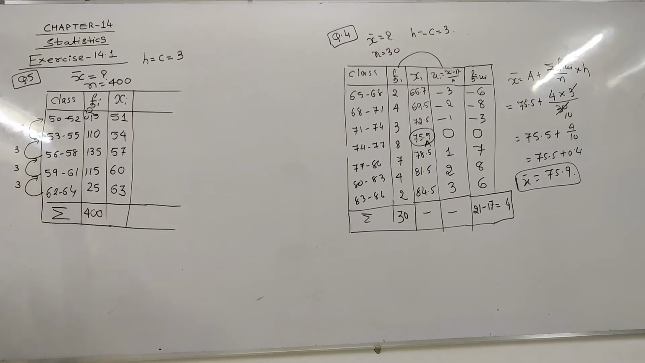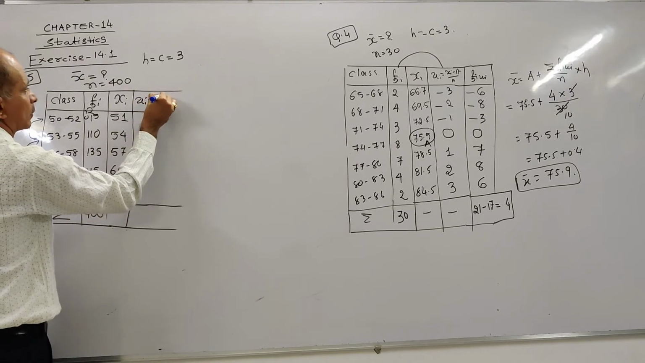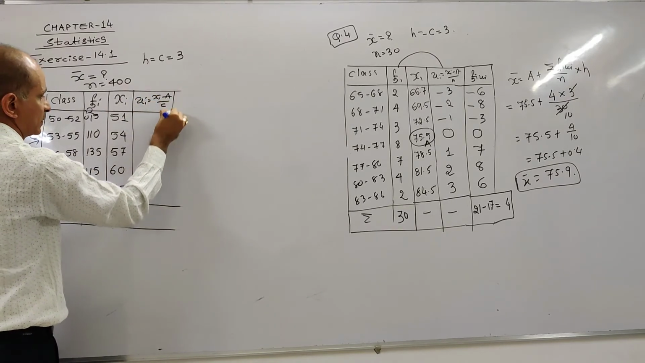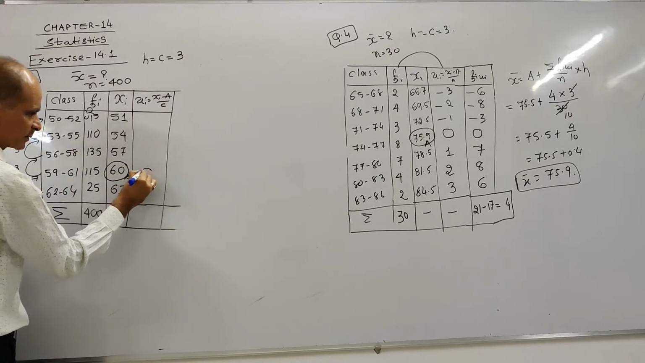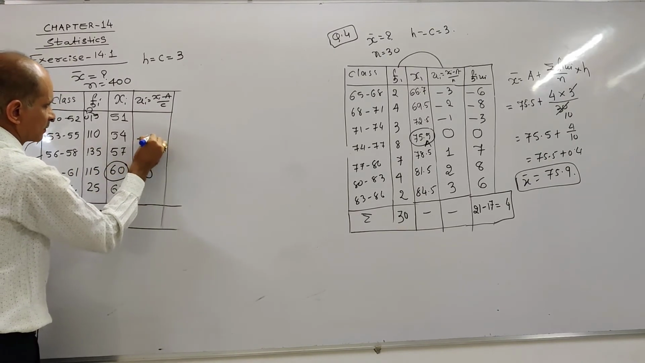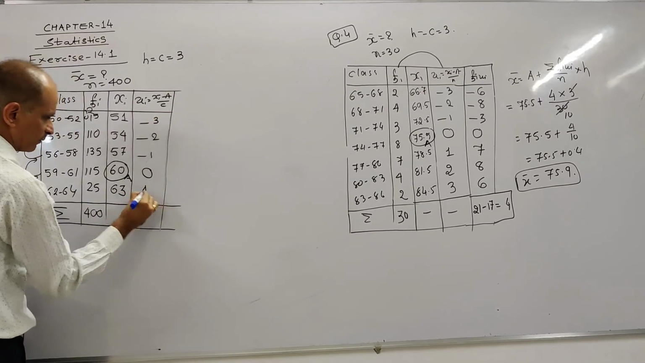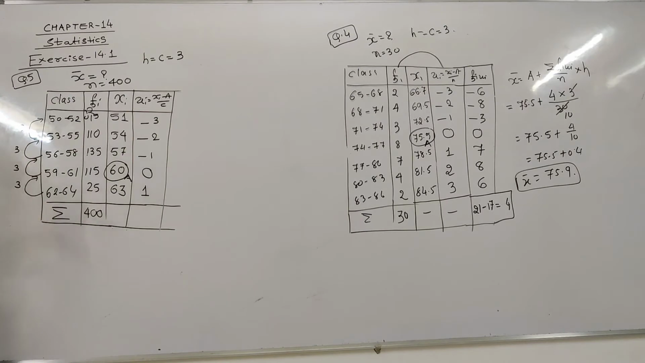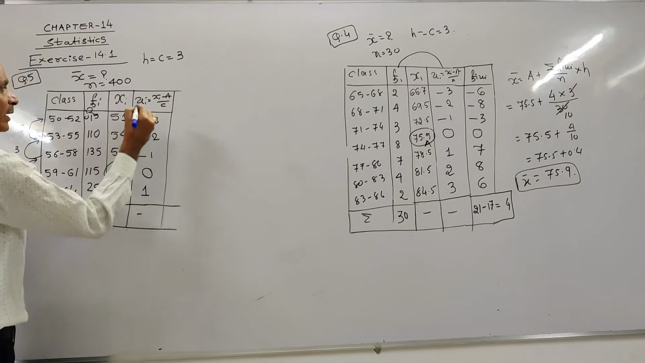Now after this xi, let me find out the column of ui is equal to xi minus a upon c. Let me assume 60 as a. So this becomes 0, this becomes minus 1, this becomes minus 2, this becomes minus 3 and this becomes 1. You can also assume 57 as a. You will get the same answer. So there is no need to find total.